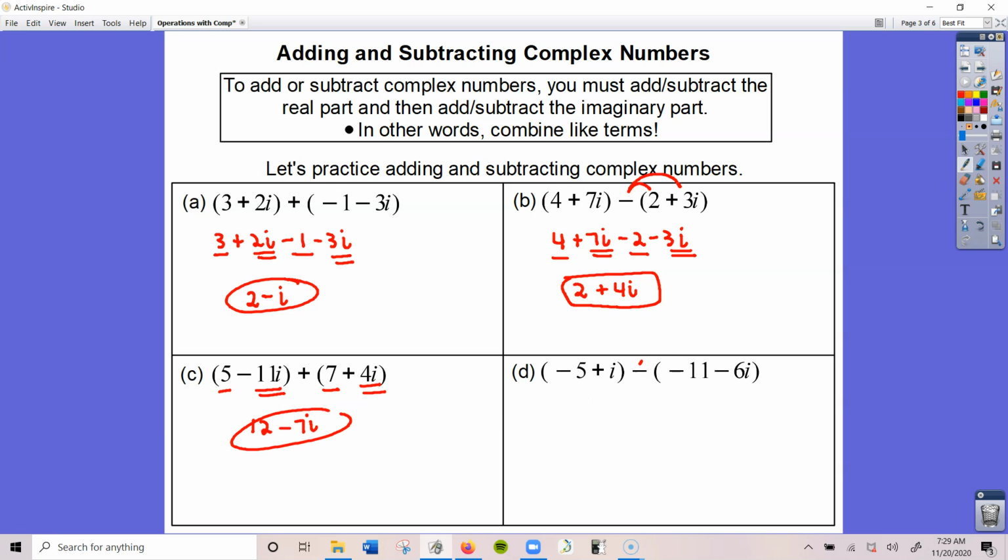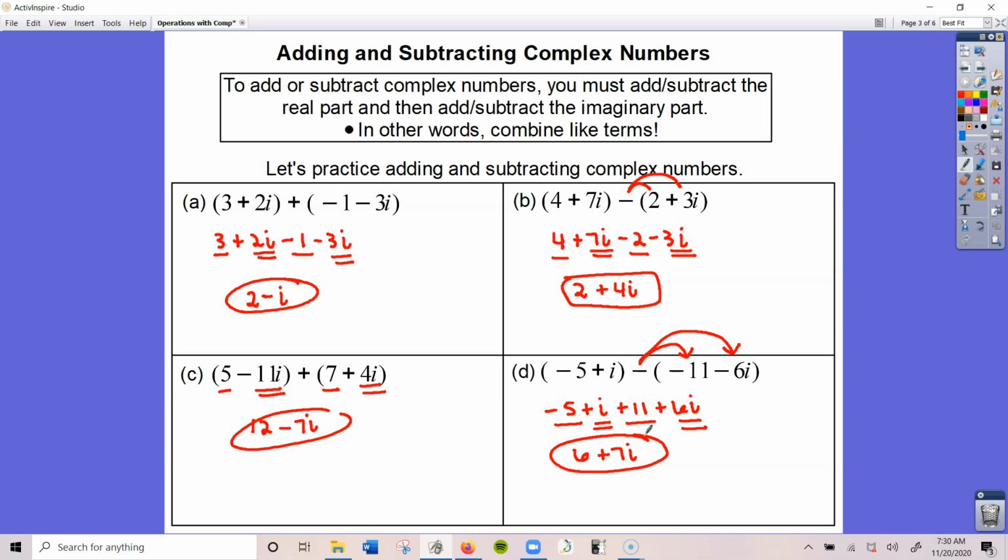Here, since I'm subtracting, I'm going to distribute the negative. So -5 plus i minus (-11 minus 6i) is equivalent to -5 plus i plus 11 plus 6i. And now we combine like terms. -5 plus 11 is 6, and i plus 6i is plus 7i.